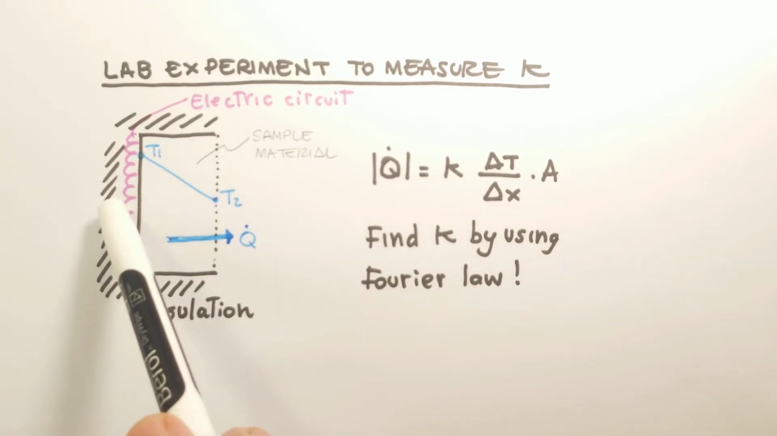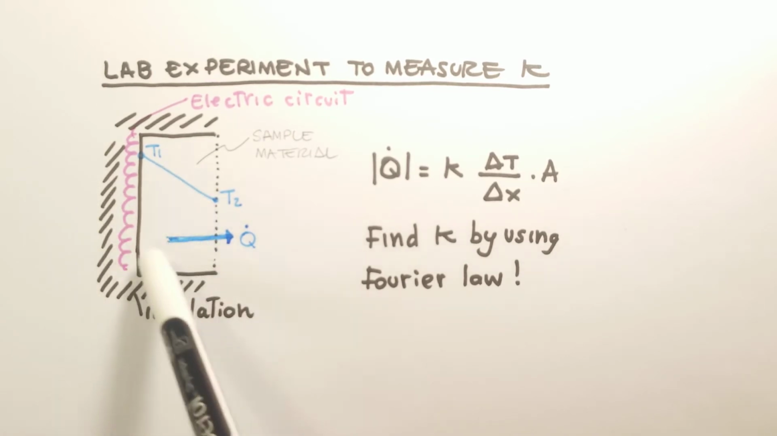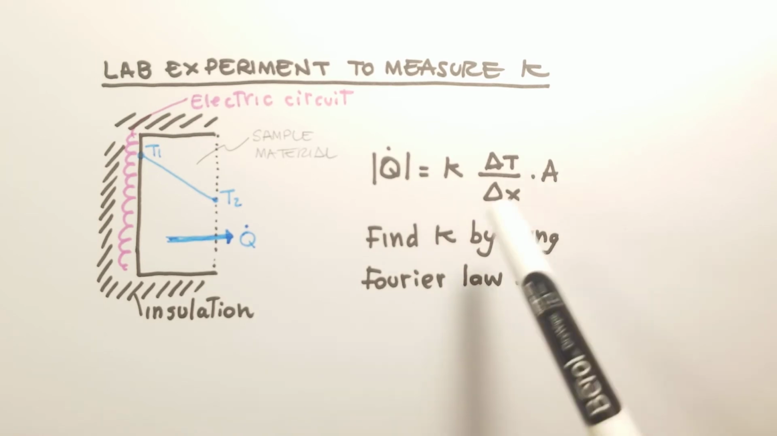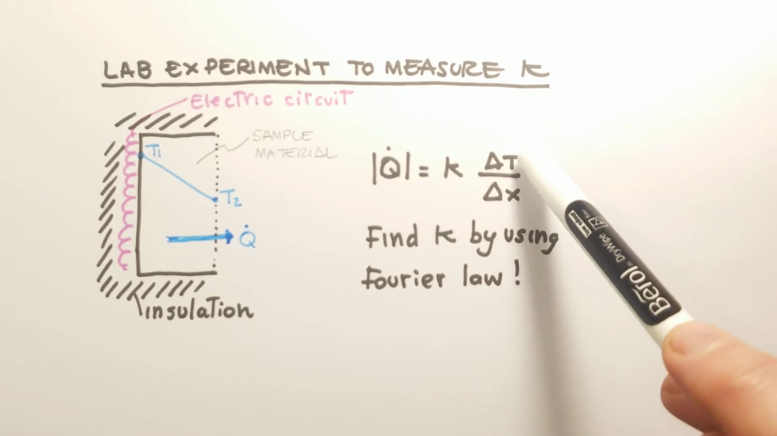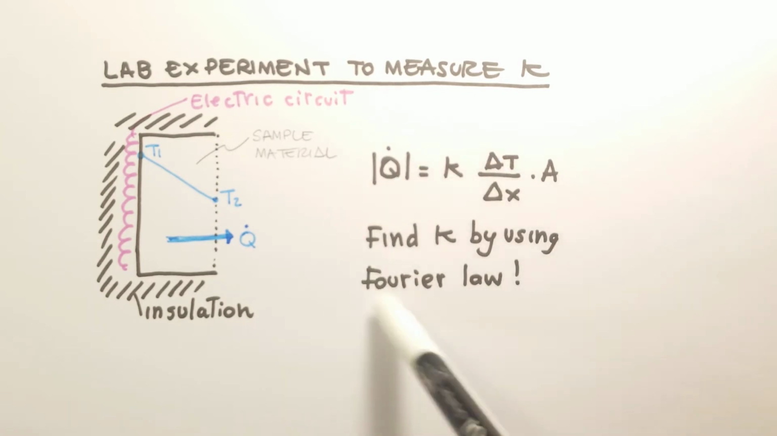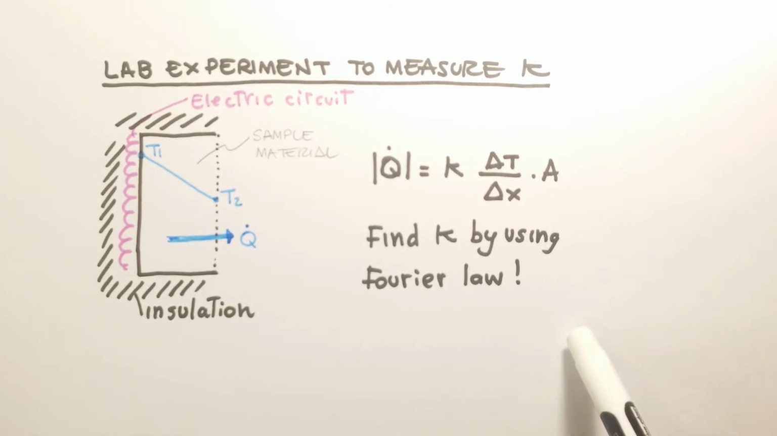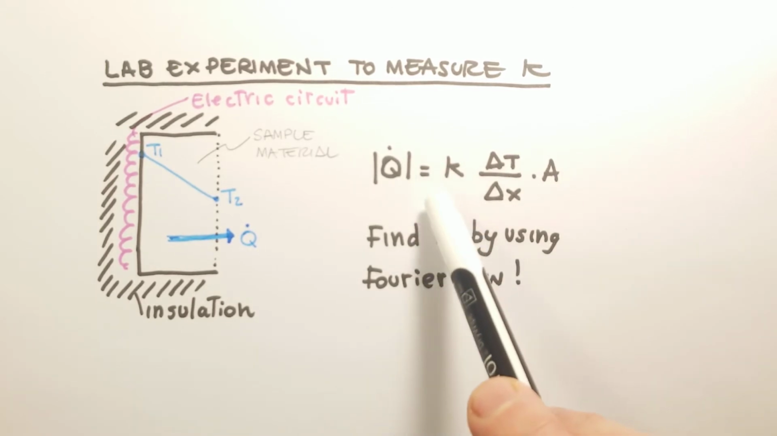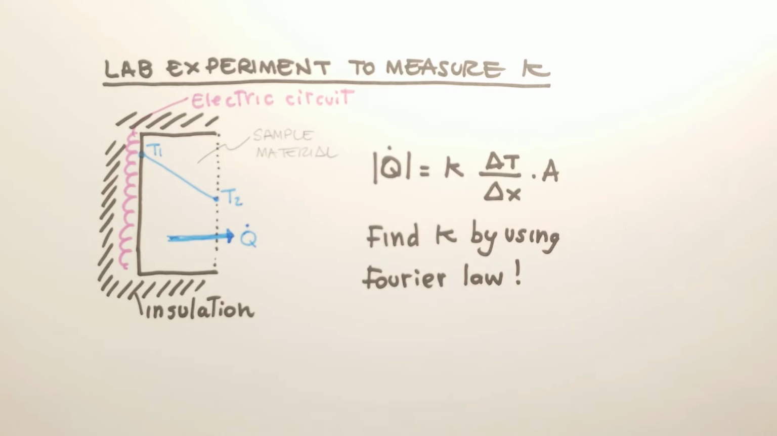Then we know how much heat we inject into this solid, so we know Q. We know everything because we know the area, we know delta T, we know delta X, we know Q. So we can use Fourier's law of conduction, and we can find K. Note here, I didn't put the minus sign because I'm taking the absolute value.